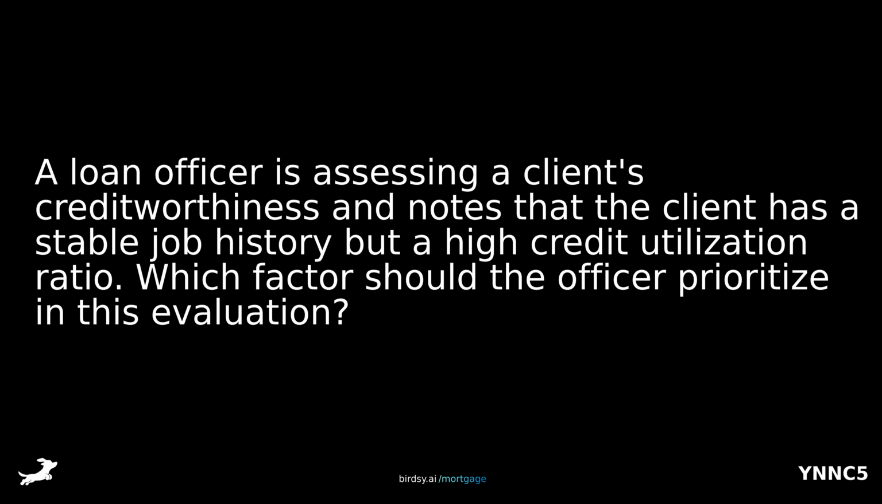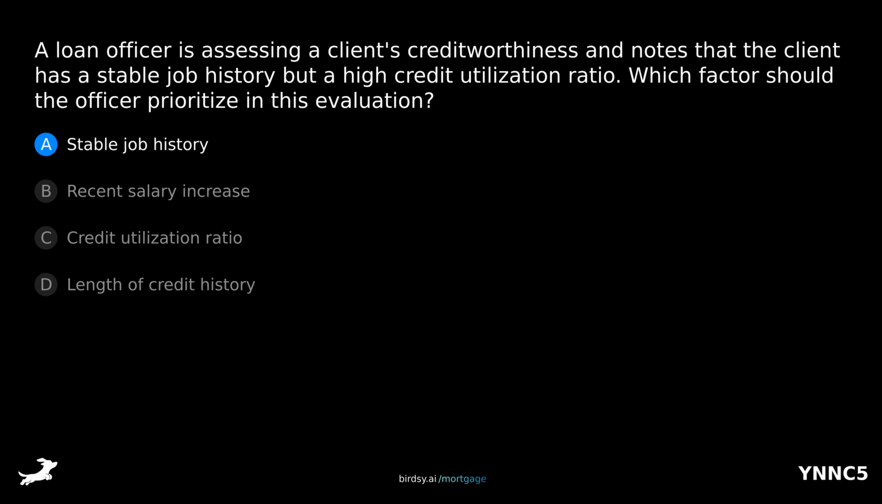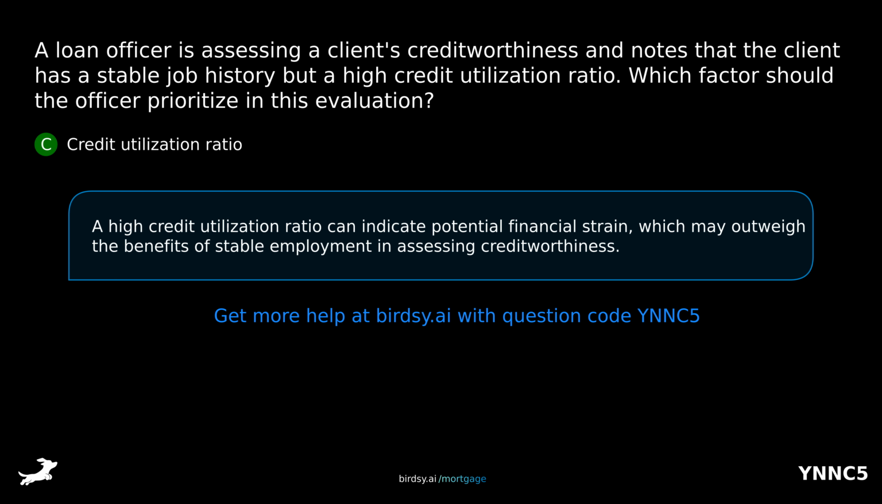A loan officer is assessing a client's creditworthiness and notes that the client has a stable job history but a high credit utilization ratio. Which factor should the officer prioritize in this evaluation? Is it A, stable job history, B, recent salary increase, C, credit utilization ratio, or D, length of credit history? The answer is C, credit utilization ratio. A high credit utilization ratio can indicate potential financial strain, which may outweigh the benefits of stable employment in assessing creditworthiness.